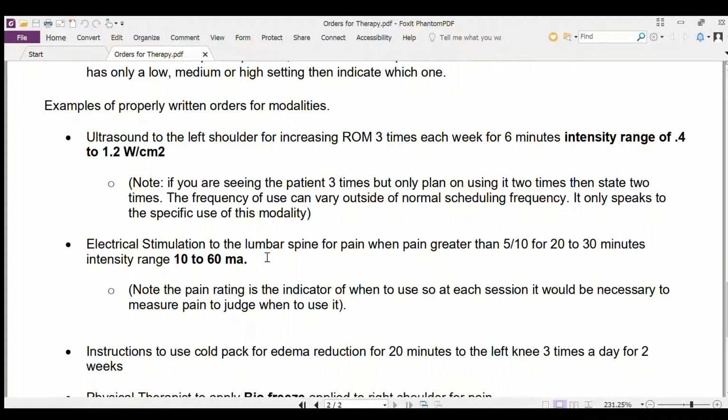Electrical stimulation, same thing. What type of modality, location. In this case, it's written for PRN, says to apply when pain is greater than 5 out of 10 for 20 to 30 minutes with an intensity here. So if you're going to use as needed, have a trigger that would indicate the as needed. So if you have pain, you may only use it after a certain level of pain is reached.